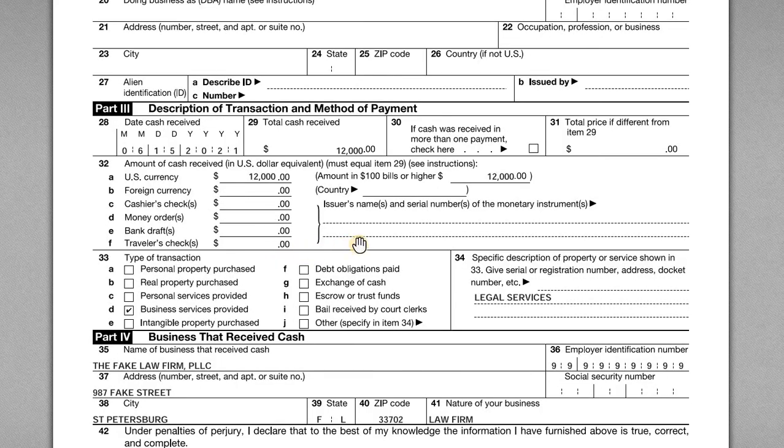Okay. And then in part 3, question 33, type of transaction, indicate what was the purpose of the payment. So, business services provided is obviously the most common one. Real property, again, it could happen, personal property. But in this case, we're going with business services and their legal services. Okay.